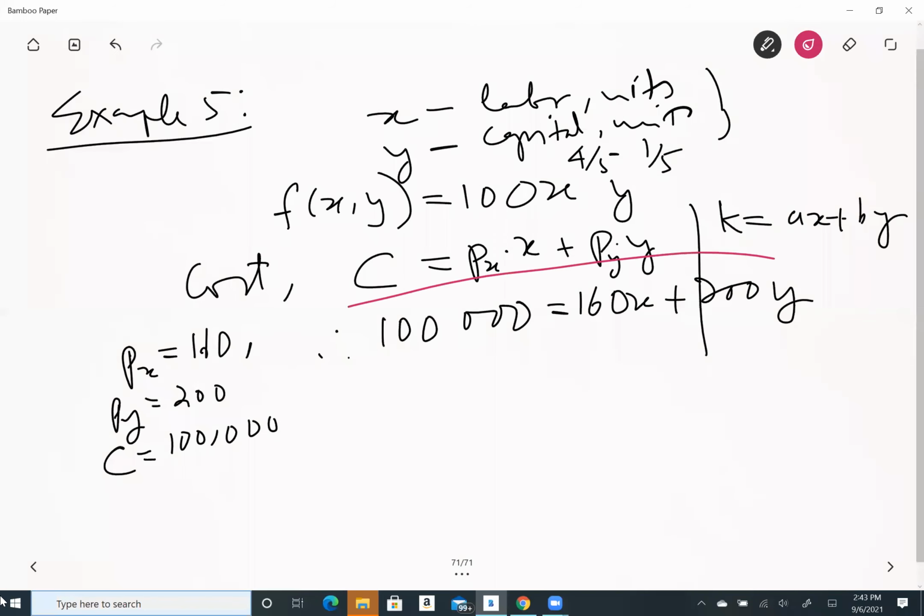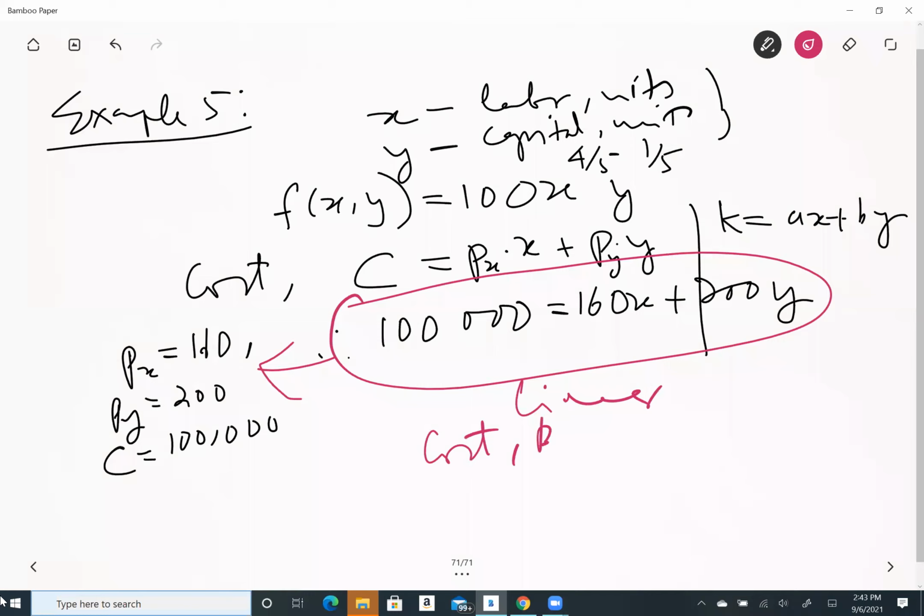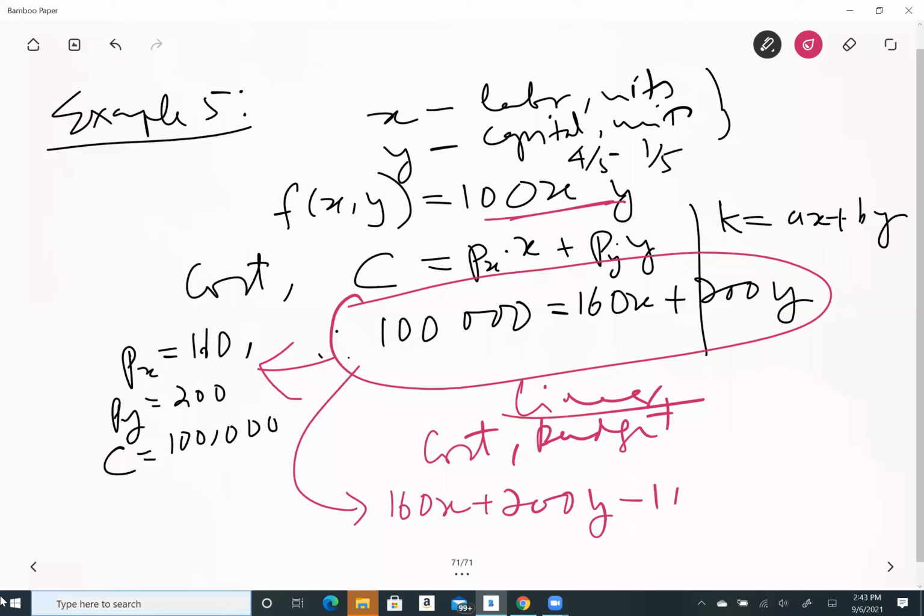You can get the cost function from the information given, and they are linear. So as you can see, cost and budget are linear functions, so it's easy for us to get. And the production function and utility function are non-linear. They will be in the form like what you are given there. Now you have to rewrite the cost function as 160x plus 200y minus 100,000 equal 0.